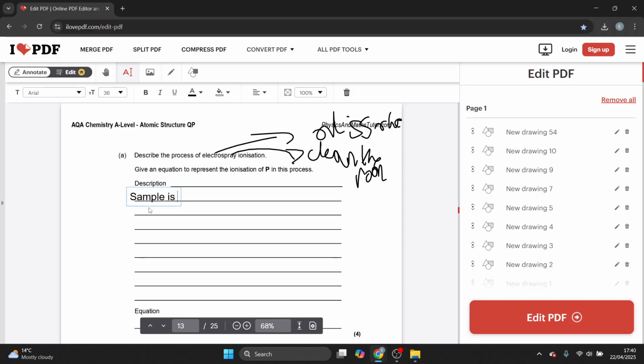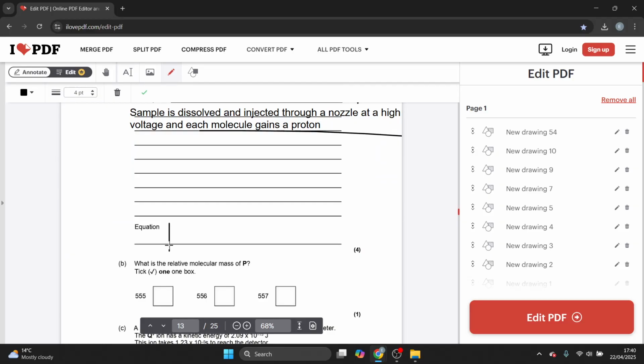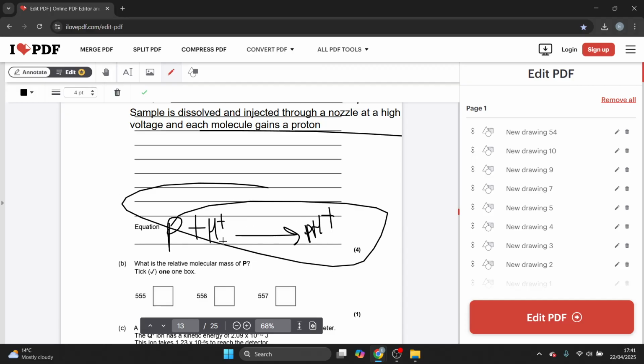Sample is dissolved and injected through a nozzle at a high voltage, and each molecule gains a proton. So give the equation: each molecule gains a proton, so it's just going to be P plus H plus gives PH plus.